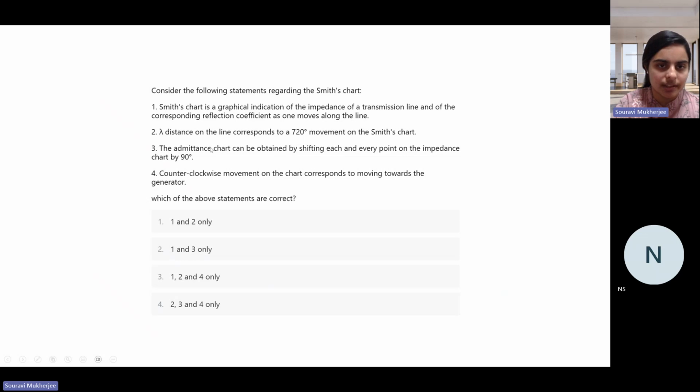Now, the third point says that the admittance chart can be obtained by shifting each and every point on the impedance chart by 90 degrees. So what is your take on this? Do you think this is correct or wrong? Remember that admittance is given as 1 by reactance, right? Any idea? So that means, suppose we think along this line that you can do it.